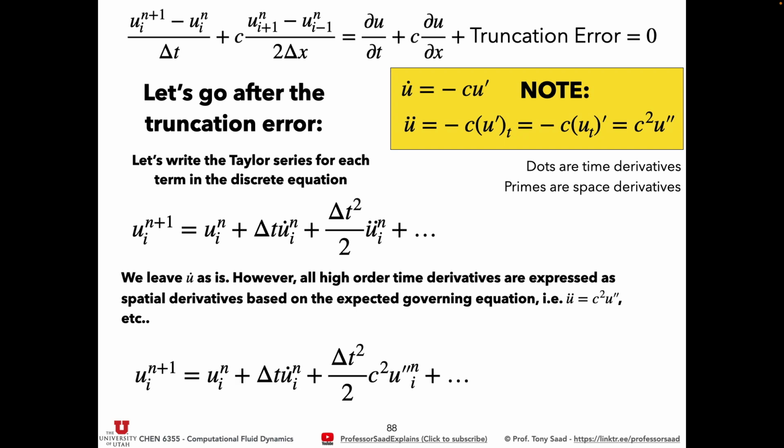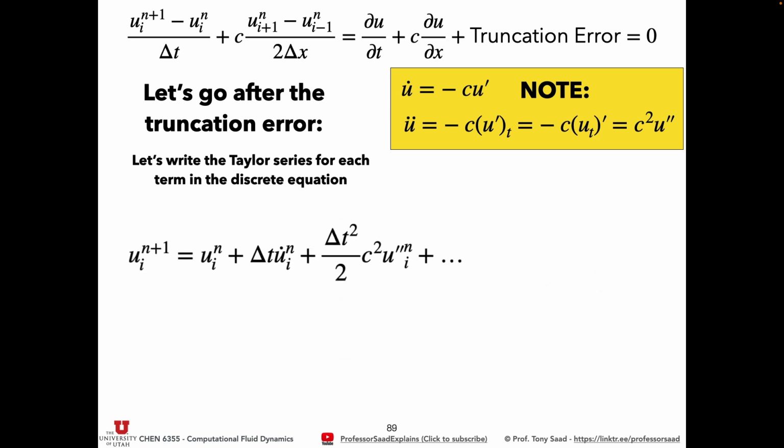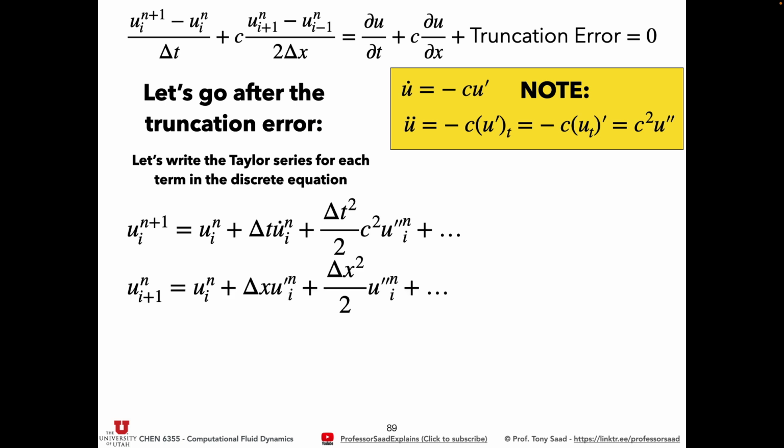So if you were to do this here, this u double dot is c squared u double prime. Okay, so you get delta t squared over 2 u double dot, which is delta t squared over 2 times c squared times u double prime. Okay, so that knocks out the first term. Good. Now let's go after the spatial term, u_{i+1}. This is in space now, so no worries about second time derivatives. We have u_i plus delta x u prime_i, which is du by dx, plus delta x squared over 2 factorial u double prime_i plus dot, dot, dot. And I don't need those higher order terms.